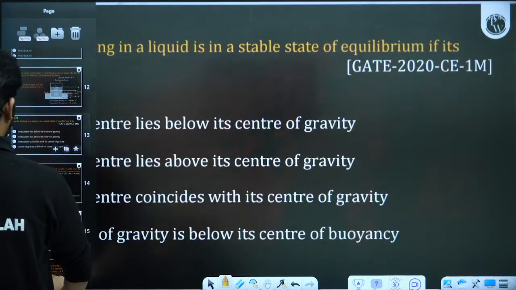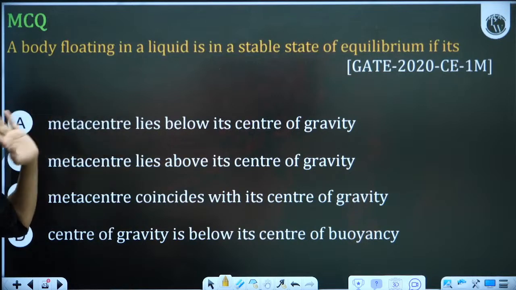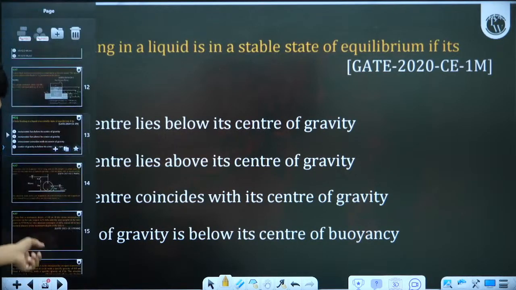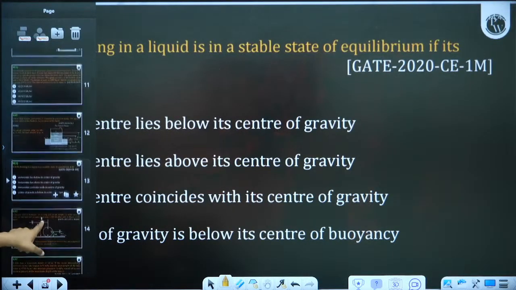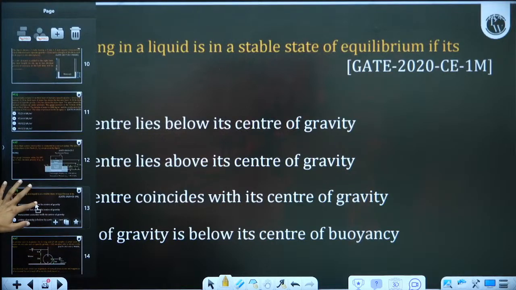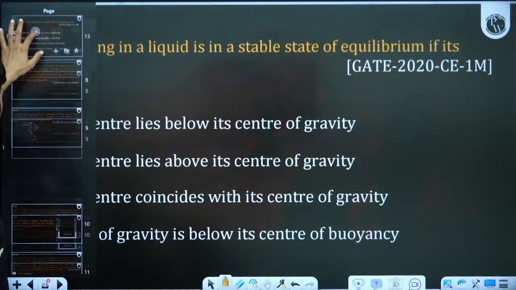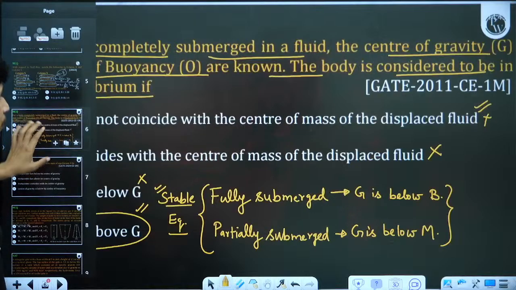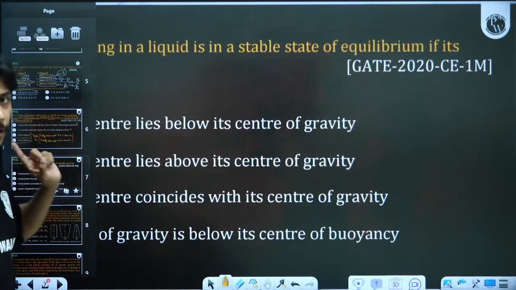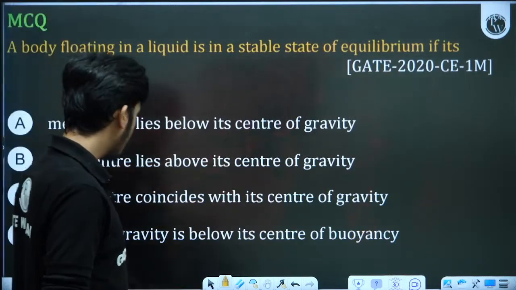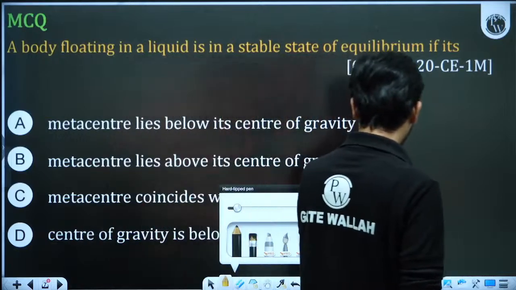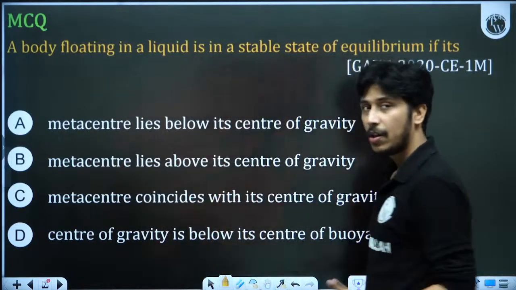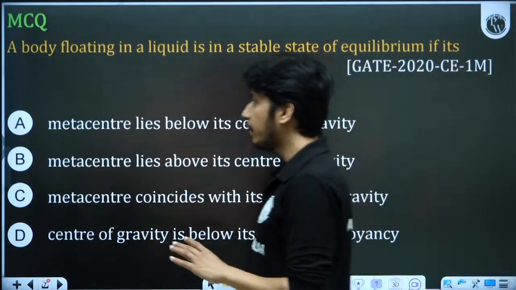Now this is the question for floating bodies. You can see here, one question was from fully submerged bodies and one question is from floating bodies. It was in 2011, it was in 2020. So the last 10 to 15 years of questions are very important. Always remember, below 15 years they are also important, but the last 15 years you have to solve first.